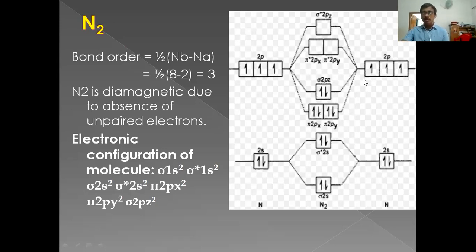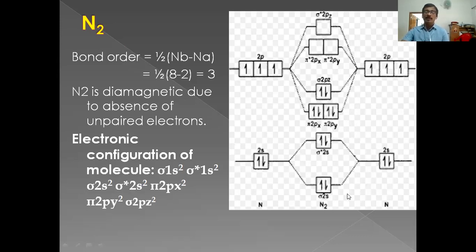Now what is bond order? Calculate number of electrons in bonding molecular orbital. 2, 4, 6, 8. 8 electrons in the bonding molecular orbital. How many in the antibonding? 2. Half into 8 minus 2 is equal to 3. Bond order is 3. What about the magnetic property? All the electrons are paired in the molecular orbital. All the electrons are paired. Therefore, it is diamagnetic in nature.